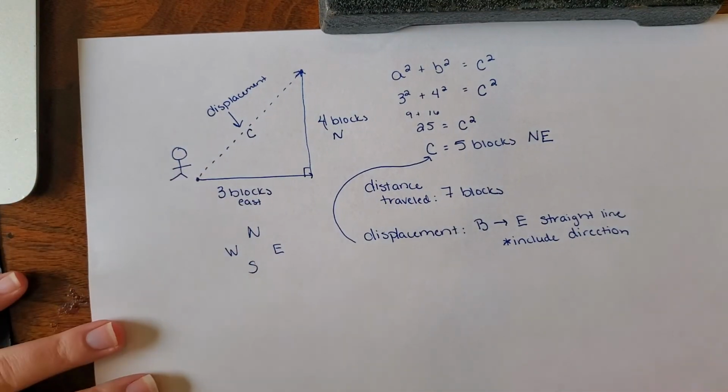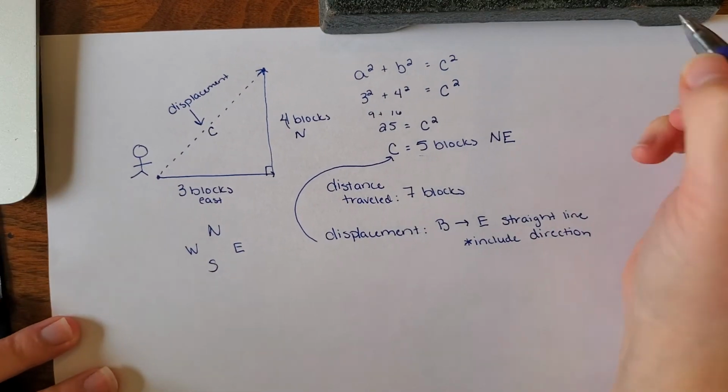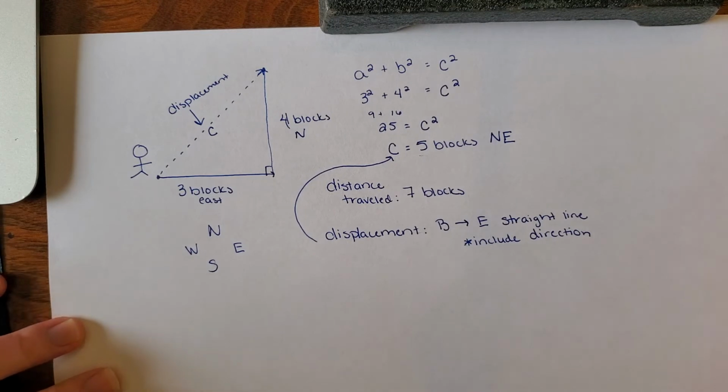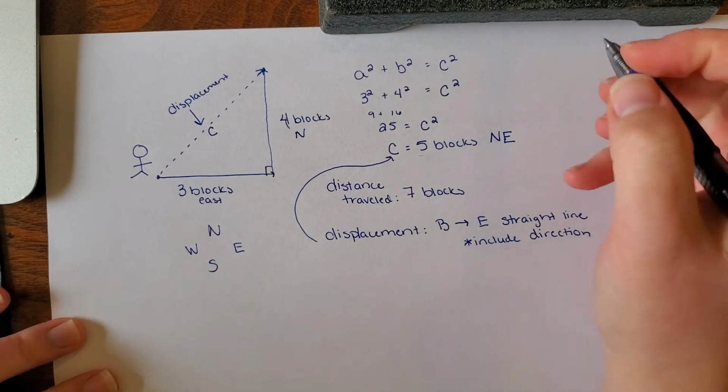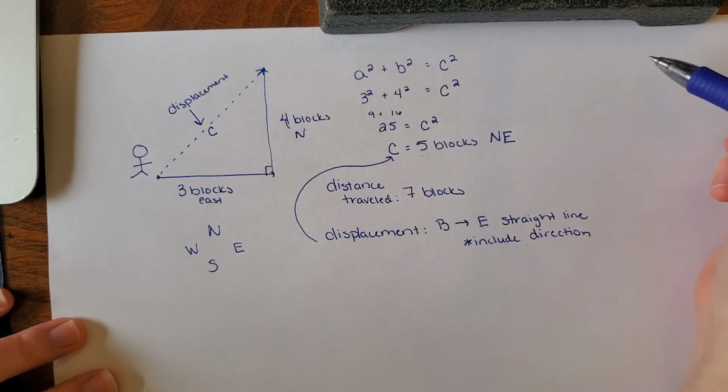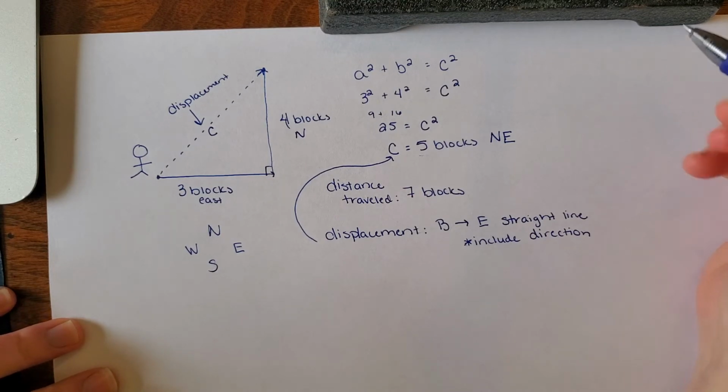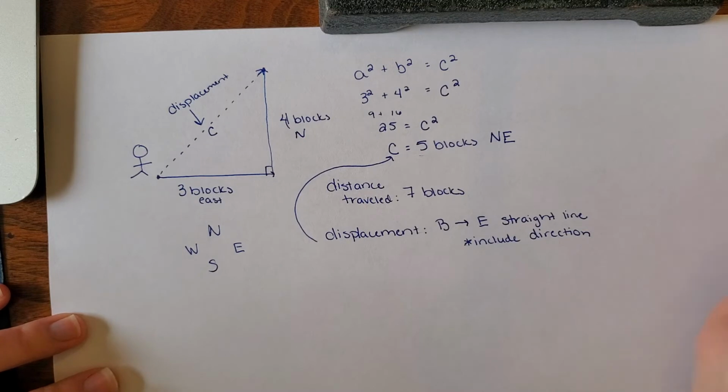A couple of other situations where we can look at the same kind of thing. In this case, your displacement was slightly less than your distance traveled. Your displacement and your distance can be equal, but because the shortest distance is always a straight line, your displacement should never be more than your distance traveled.